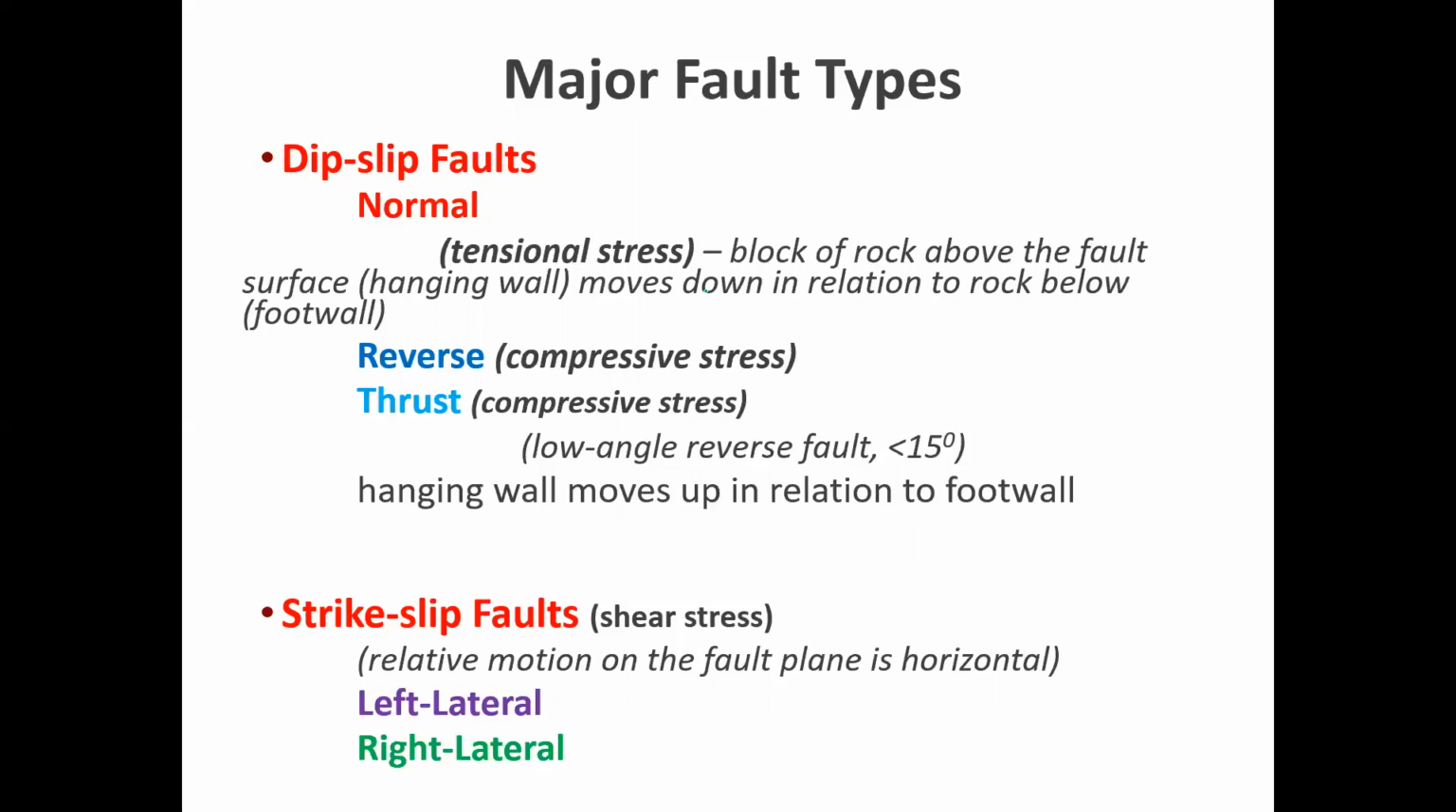So the block of rock above the fault surface is called the hanging wall. If the hanging wall moves down in relation to the footwall, we have a normal fault.